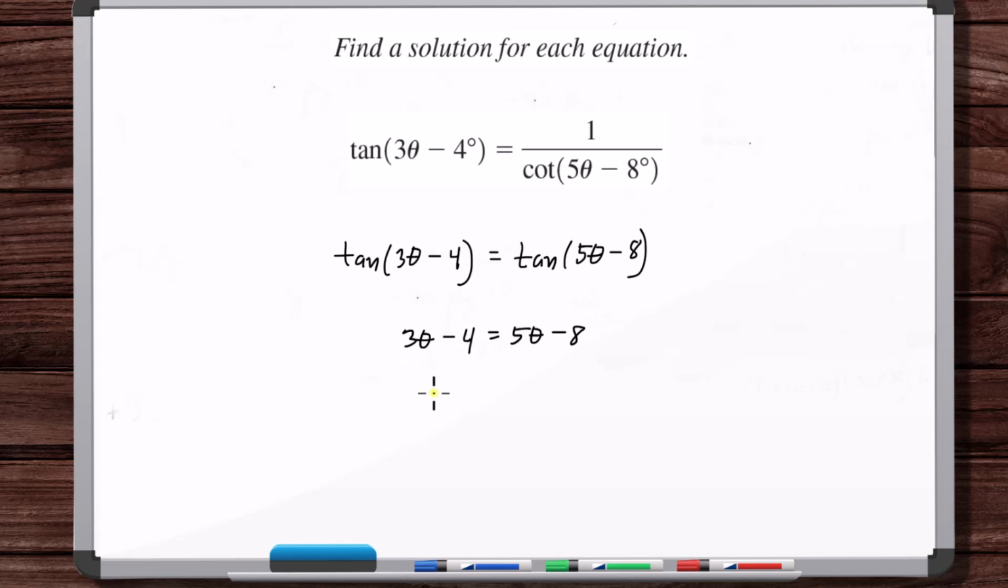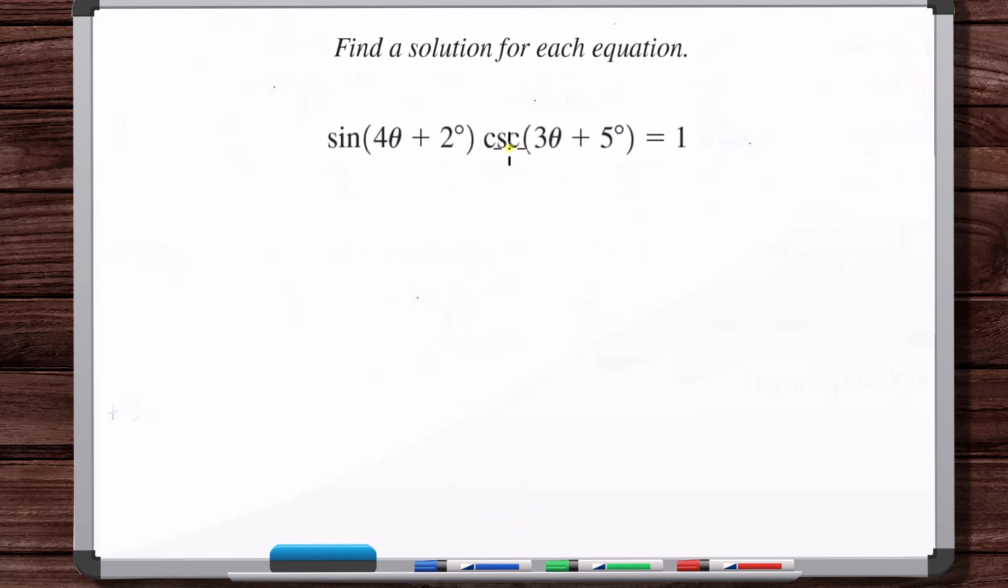Okay, subtract 3 theta from both sides. Add 8 to both sides. Divide both sides by 2, so theta is equal to 2.